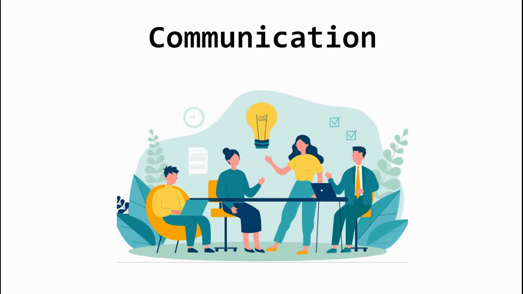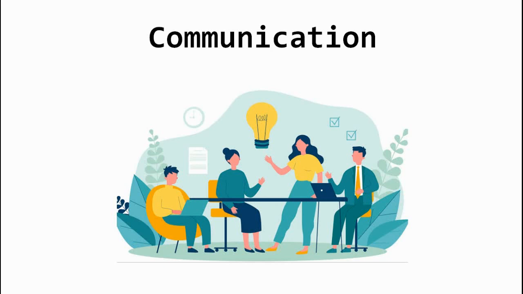But if both have the same language, the first one knows English and the second one also knows English, then communication takes place. They are sharing ideas and opinions with each other. Both are communicating and both understand each other.